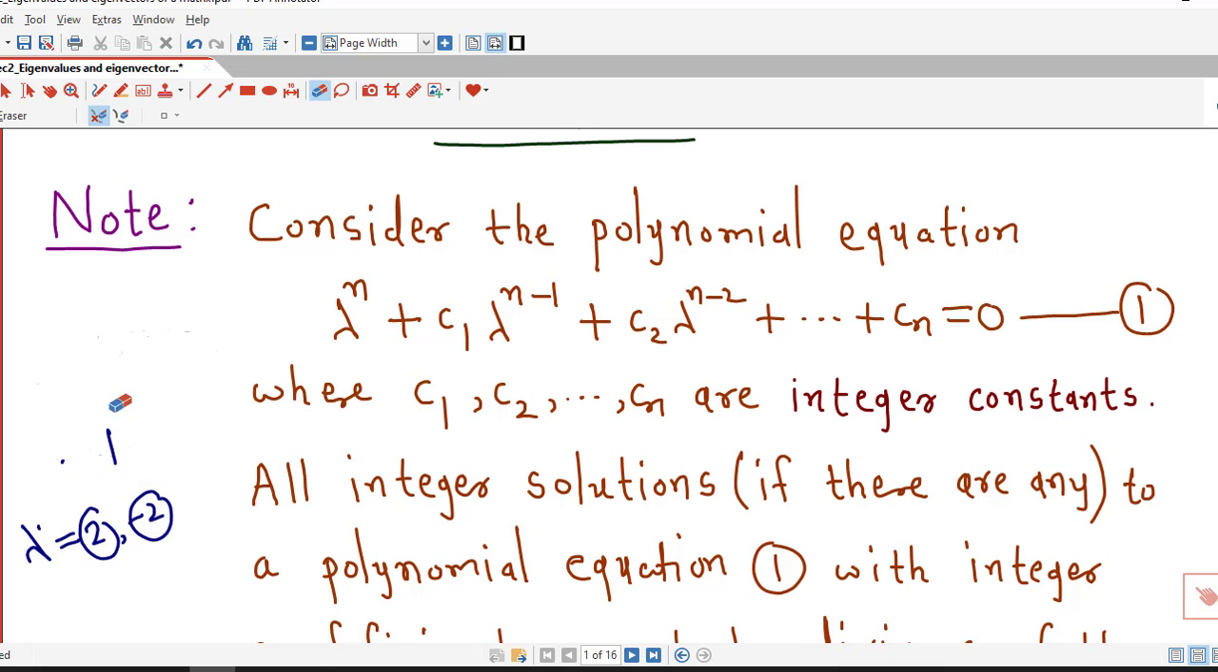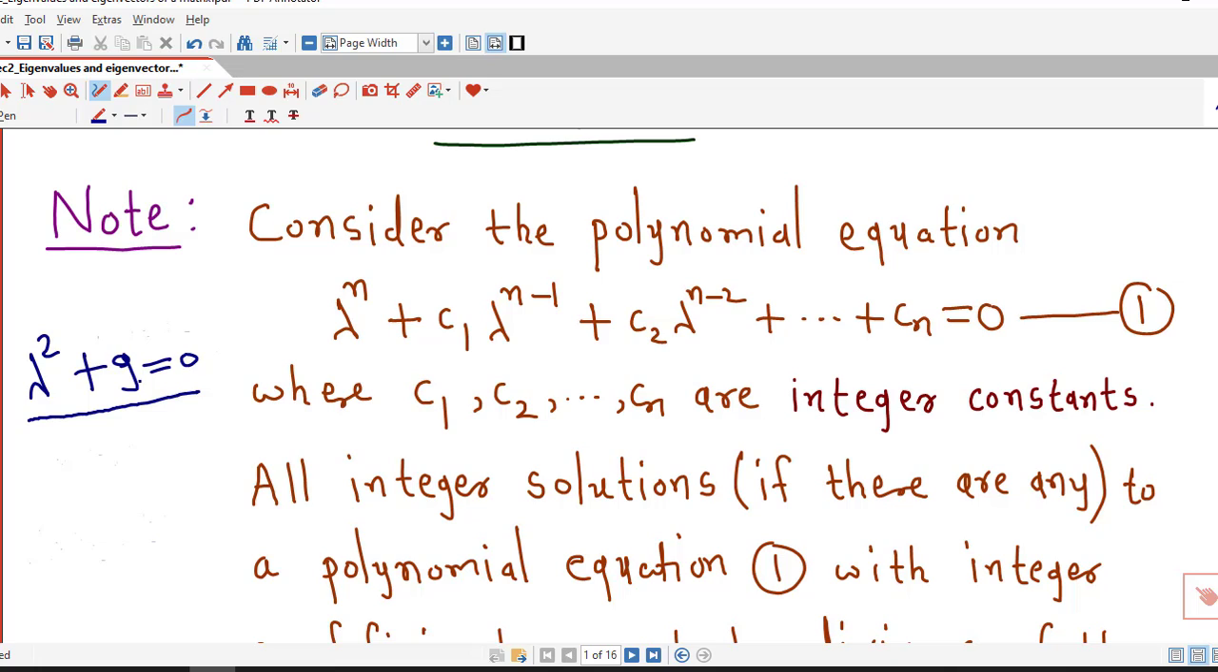So if we have a polynomial equation of degree greater than 2, then this will be useful to determine the solutions. If I have this equation, say lambda square plus 9 equal to 0, then this is also a polynomial equation of degree 2 with integer coefficients. So if there is any integer solution, then it must be a divisor of the constant term 9. Now the divisors of the constant term are plus or minus 1, plus or minus 3 and plus or minus 9.